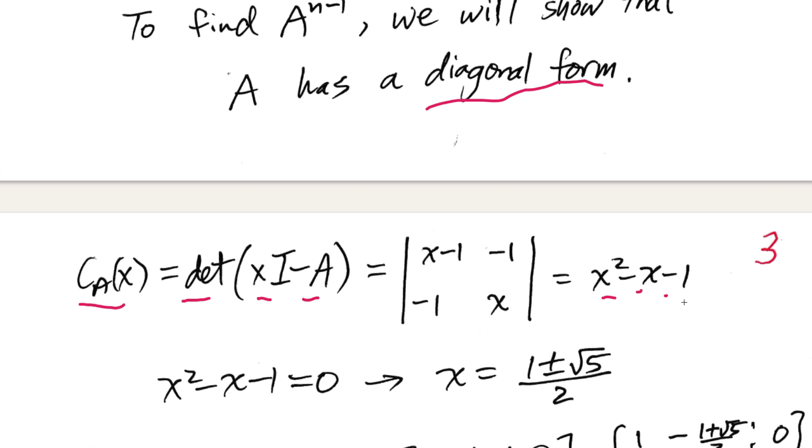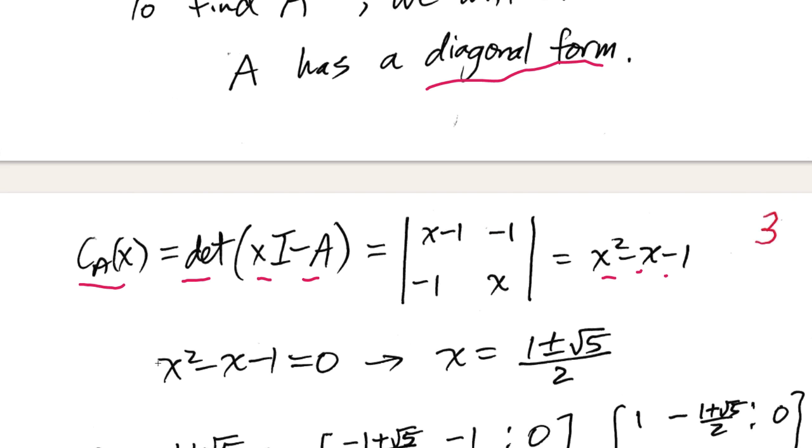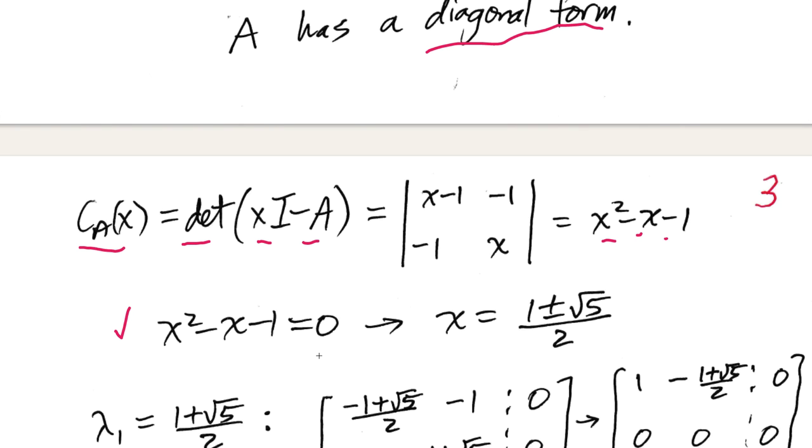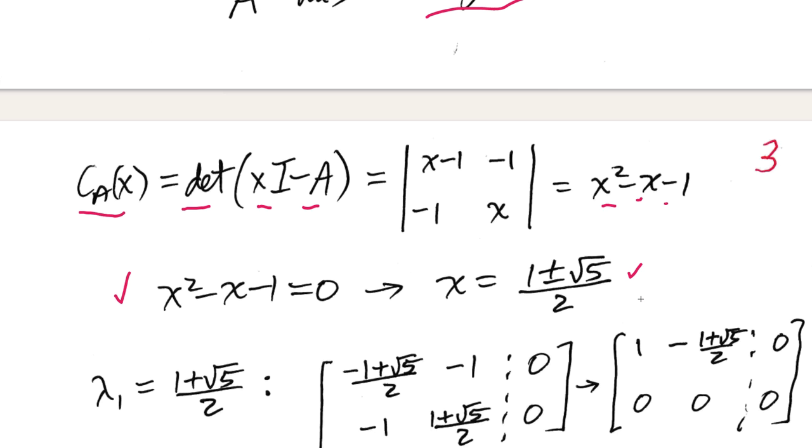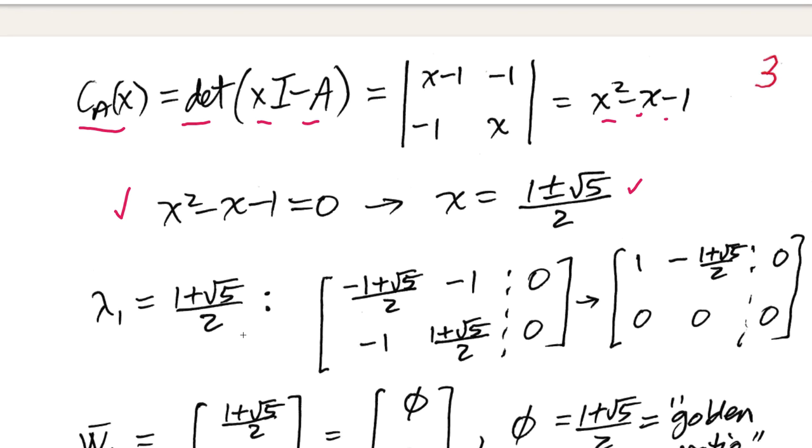Now what do we want to do with that to find eigenvalues? We want to set that thing to 0 and solve. So go x squared minus x minus 1 equals 0. You won't be able to factor that in the integers. You're going to have to go to the quadratic formula, and you're going to get these. You're going to get 1 plus or minus the square root of 5 over 2. Okay, so I'm going to say lambda 1 is 1 plus the square root of 5 over 2. So that'll be the first eigenvalue.